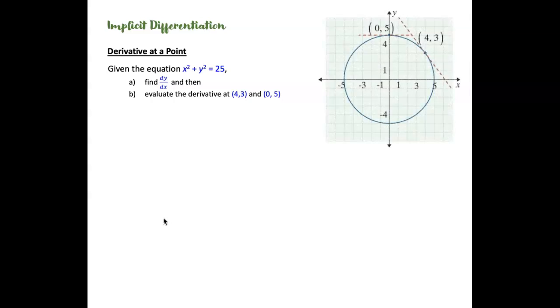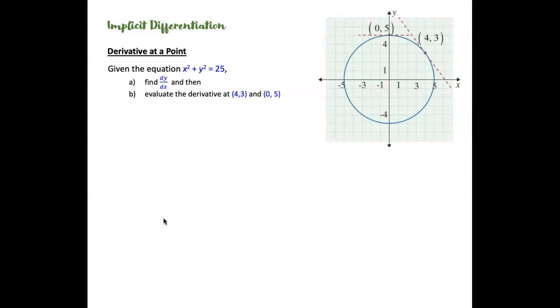There it is. So what does it mean to find dy/dx? Well, it's the derivative of y with respect to x. It's the instantaneous rate of change of the y variable as the x variable changes.